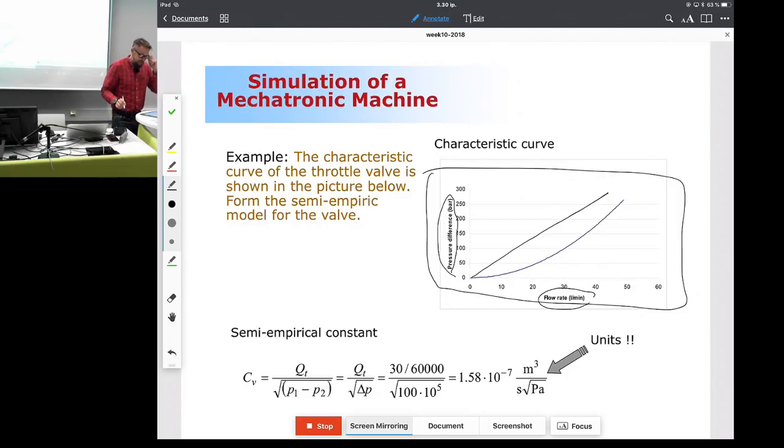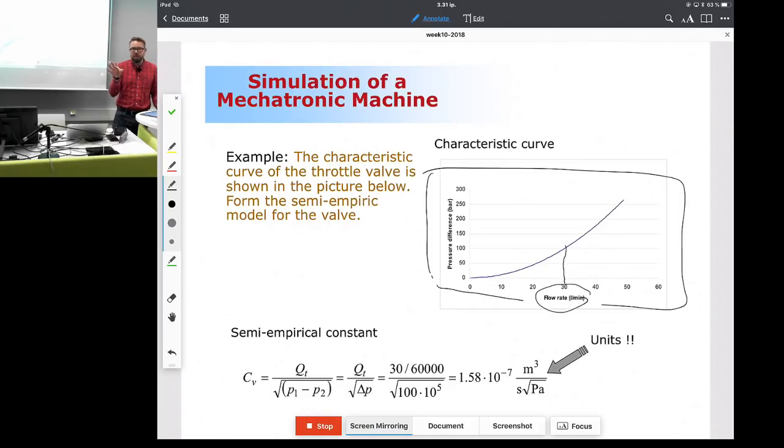Okay, so now I got confused because of your responses. I don't know what to say next. Okay, so I'm just going to say this. So we have here a non-linear relation. So what we're going to do then is take one point from this curve. It doesn't matter which one. So I'm taking the one corresponding to the flow rate of 30 liters per minute.